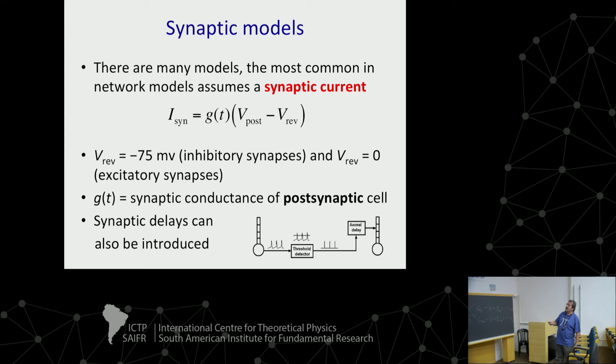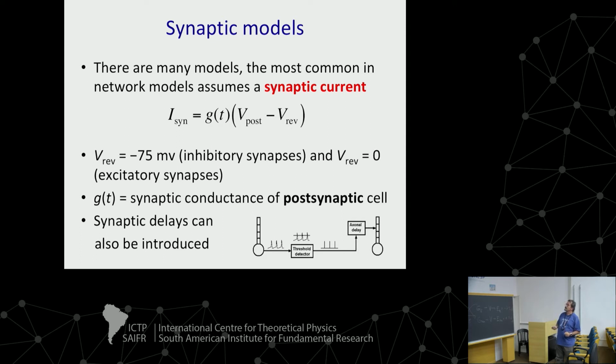And what about the synaptic conductance? I'll talk about that in the next slide. And then you can also add some delays, because you have the travel time from the presynaptic cell to the postsynaptic cell. So you can add a synaptic delay time. Whenever a presynaptic cell spikes, you only introduce a change in the conductance of the postsynaptic cell after a certain delay time, so you have to add that in your model.